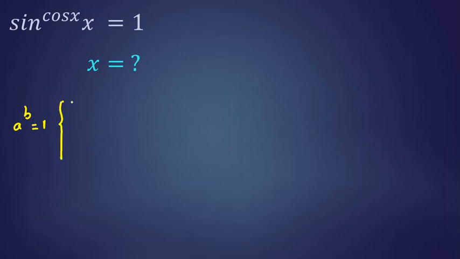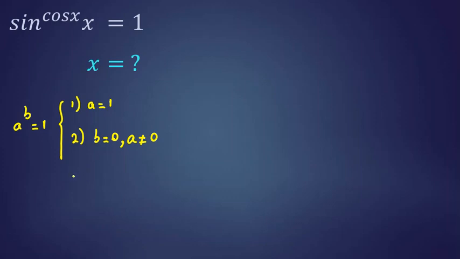Let's consider the first case. If a is 1, then a to the b is 1. Second case, if b is 0, but a shouldn't be 0, because if a is 0, 0 to the 0 is undefined. Can you tell me what the third case is?